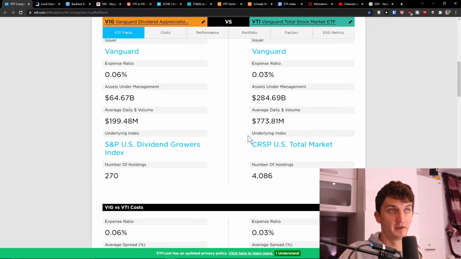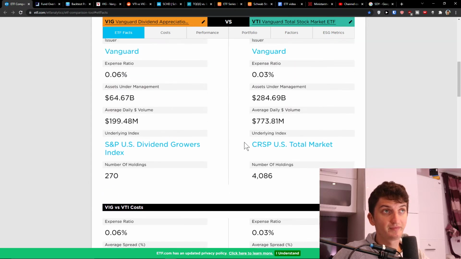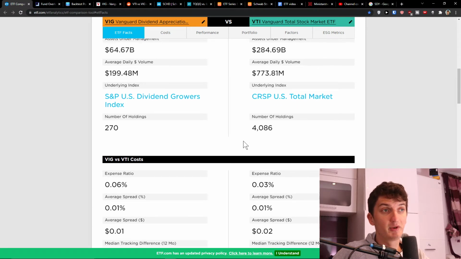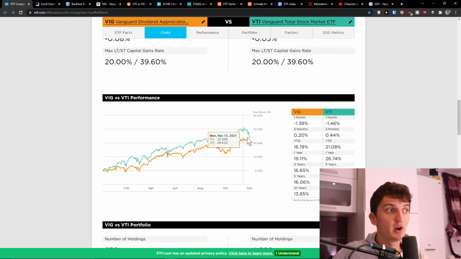When we look further, VIG is focusing on a dividend growers index, primarily for dividends. On the other hand, with VTI, you get 4,000 holdings. You can clearly see it here, total market, and it's focusing on small, mid, and also large cap stocks. So you see the number of holdings is more diversified. Now, when we go further, we can clearly see what we can find here.